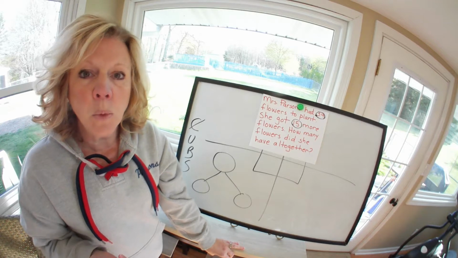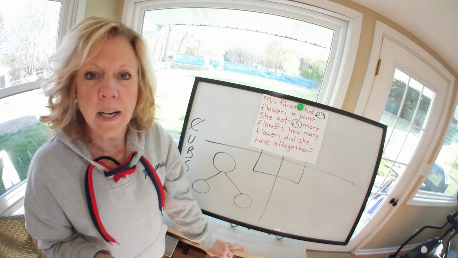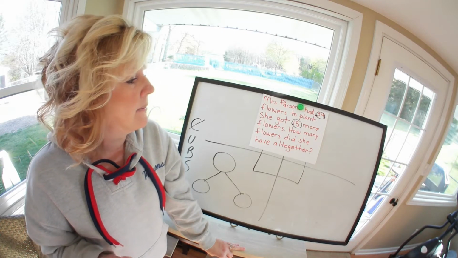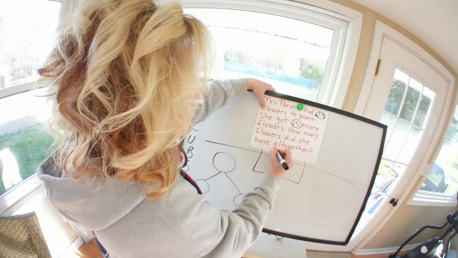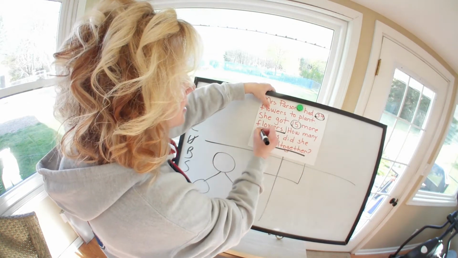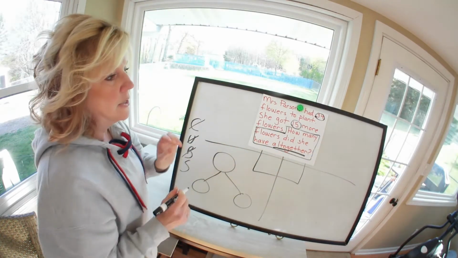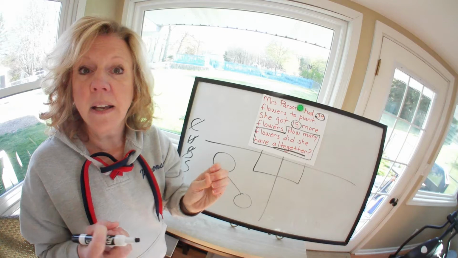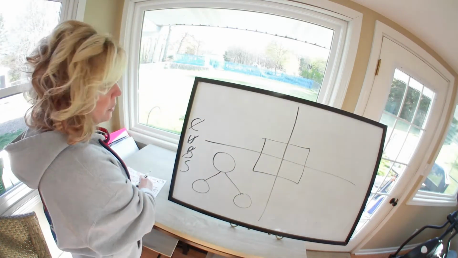Now, I'm looking for a word in the question that's going to help us figure out whether we're adding or subtracting. So the question says, how many flowers did she have all together? That's right, all together is that word. So we're going to underline all together. Then we're going to box our question. So now we know we have to answer how many she had all together. And now we're going to go ahead and solve our problem.